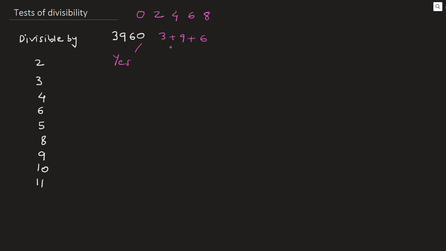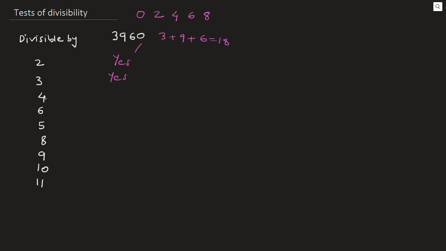3 plus 9 plus 6 equals 12 plus 6 equals 18. So this sum is divisible by 3. If the sum of digits is divisible by 3, then this number is divisible by 3. So yes, it is divisible by 3 too. Then is it divisible by 4?